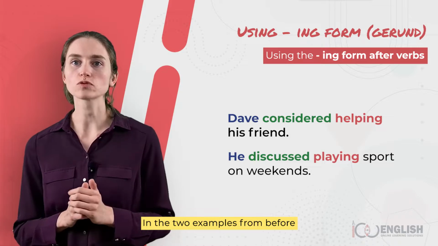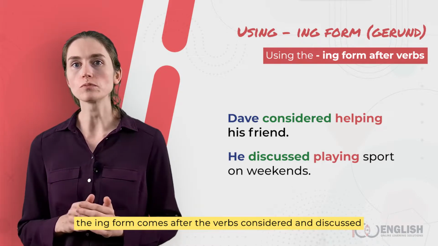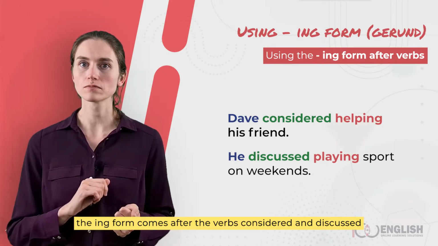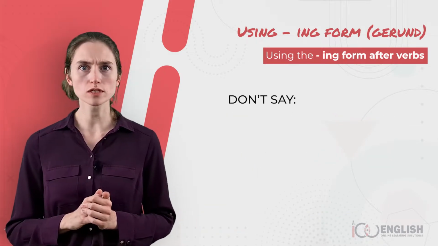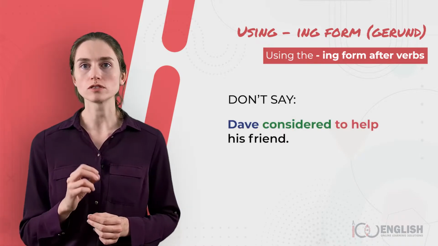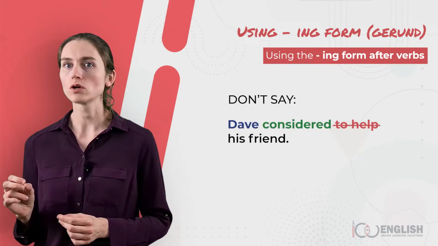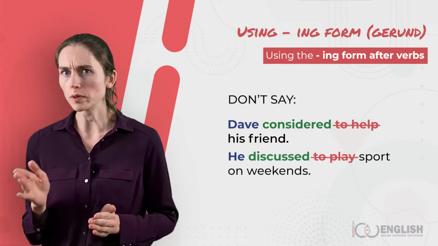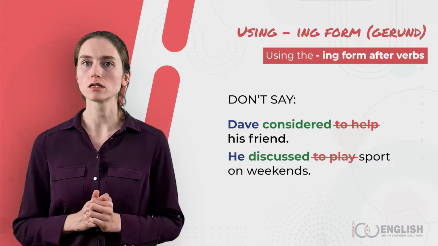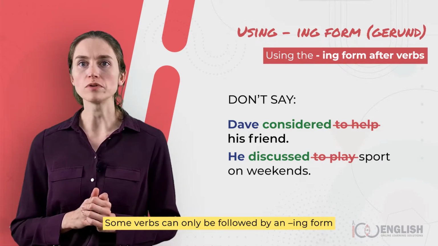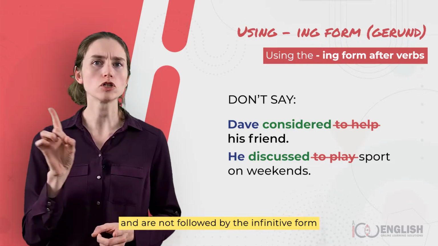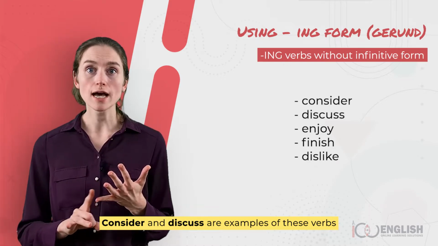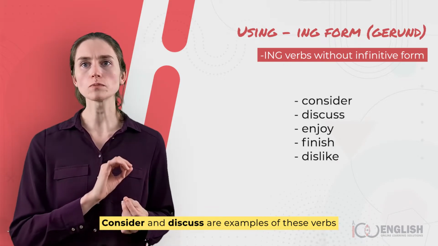In the two examples from before, the ing form comes after the verbs considered and discussed. However, we don't say Dave considered to help his friend. We also don't say he discussed to play sport on weekends. Some verbs can only be followed by an ing form and are not followed by the infinitive form. Consider and discuss are examples of these verbs.